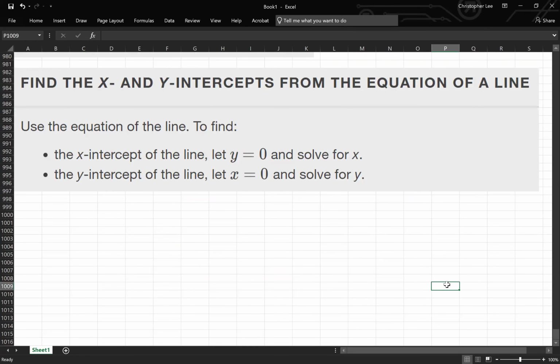So now we want to find the x and y intercepts from the equation of a line. We're going to use the equation of a line to find the x-intercept, which is when y is equal to 0, and we solve for x. Or we're going to find the y-intercept of a line when x is equal to 0, to solve for y. Okay, let's take a look. Let's try this out.